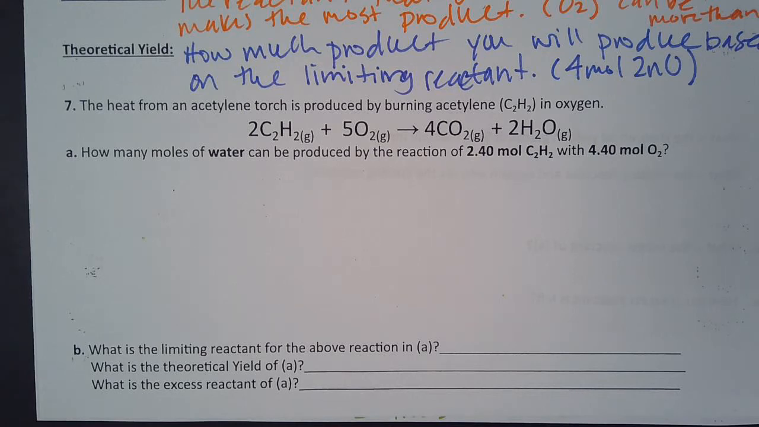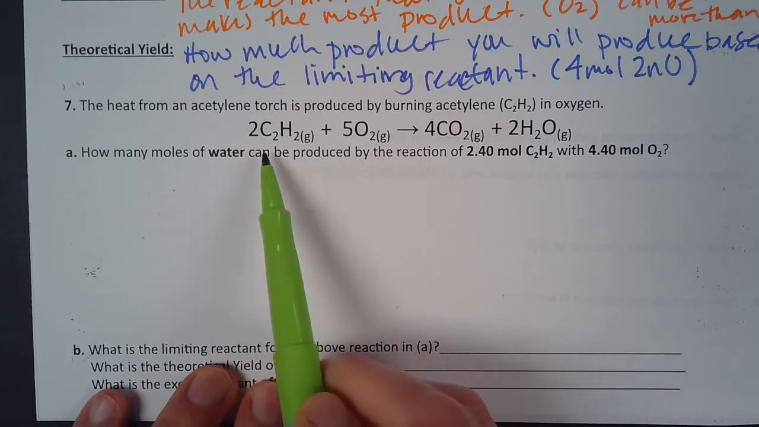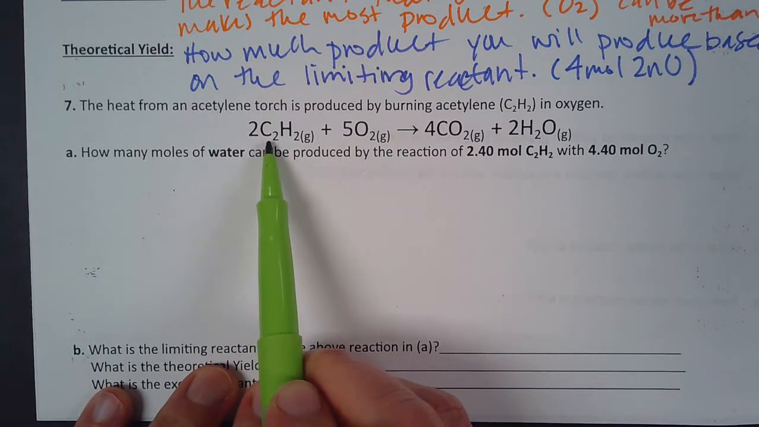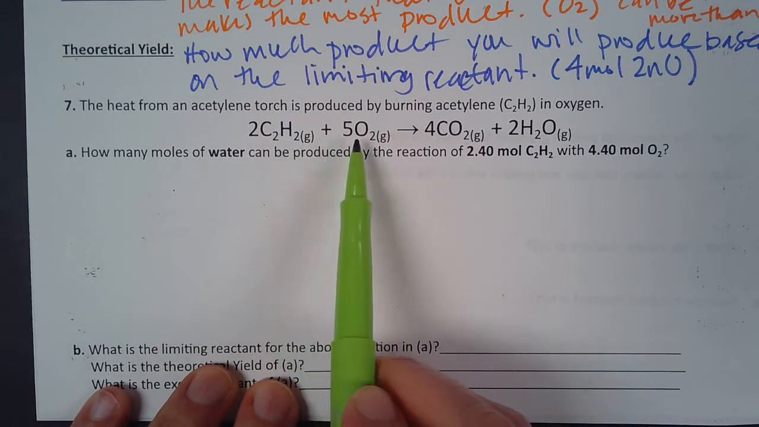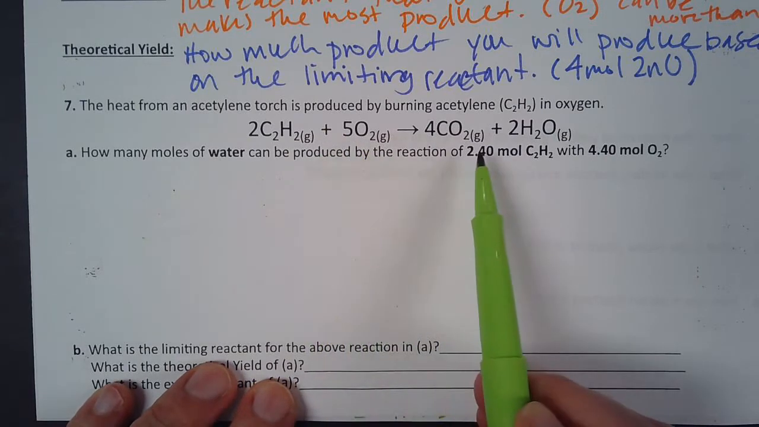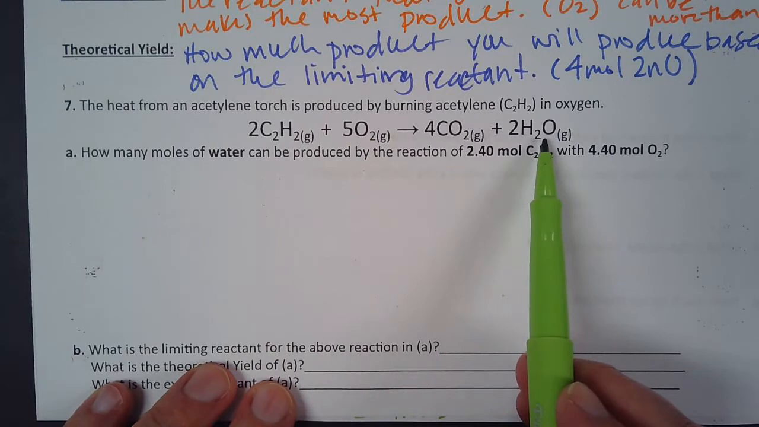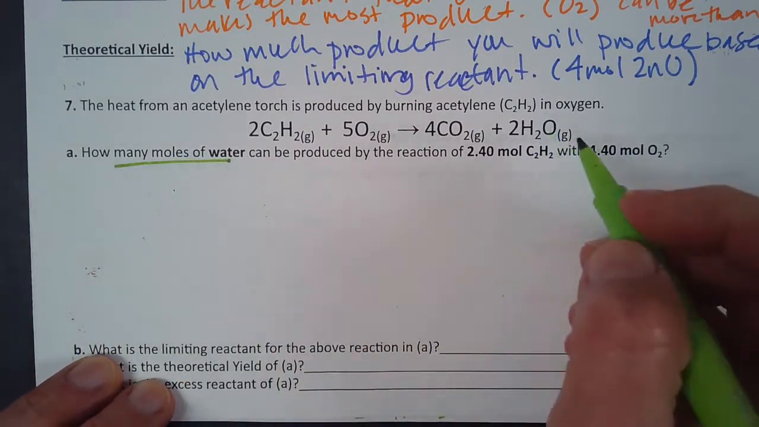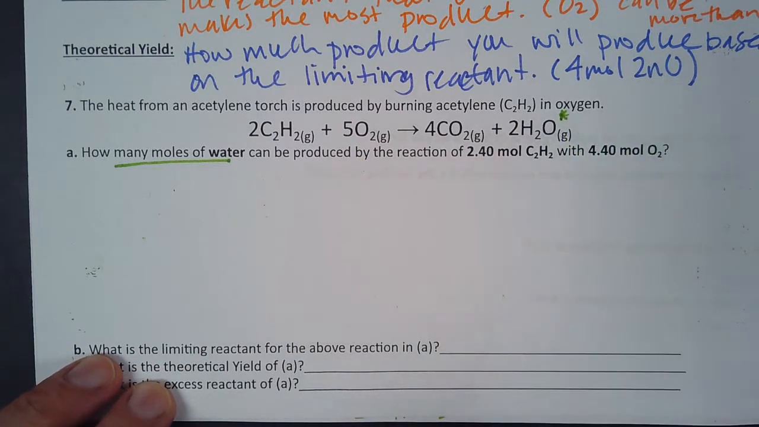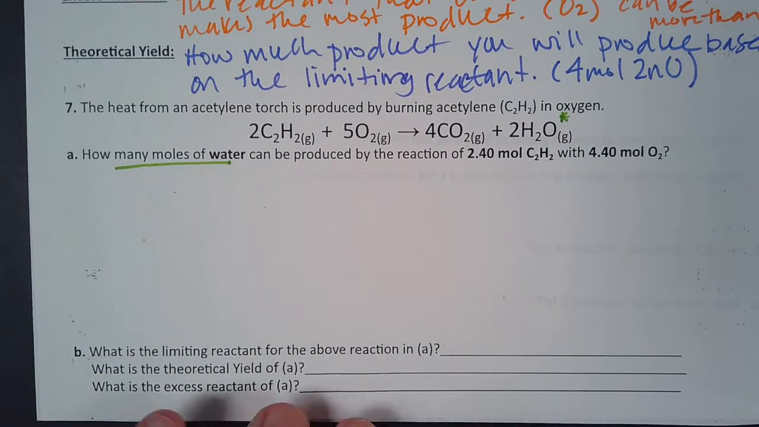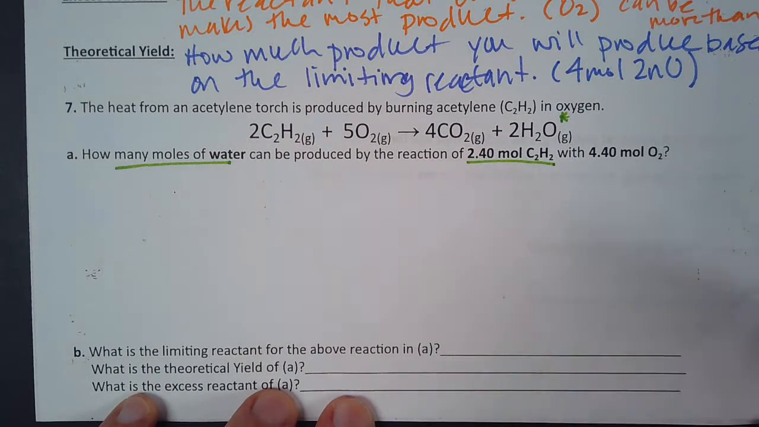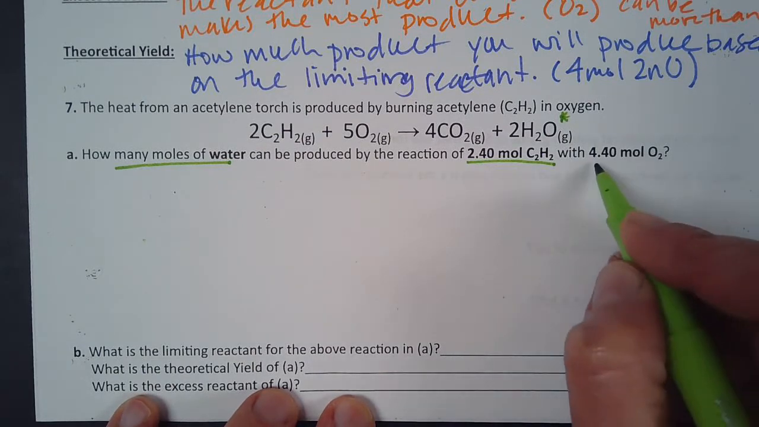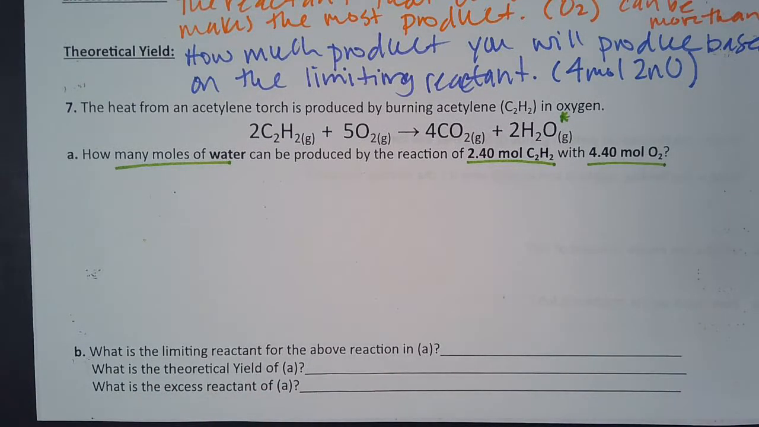Okay, so on number 7, we have acetylene, which is C2H2. And so this is a combustion reaction. It reacts with the air, and it produces carbon dioxide and water. We want to know how many moles of water. So we're trying to get to here. We want to know how much water we're going to produce if we have 2.4 moles of the C2H2 and 4.4 moles of the O2.